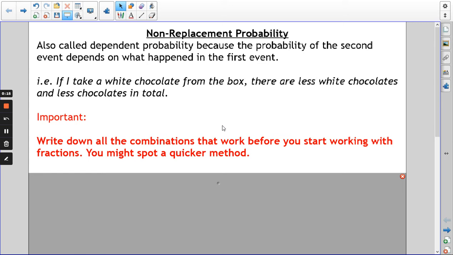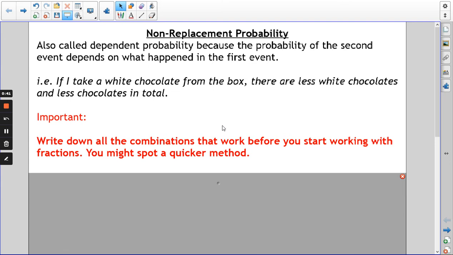The biggest thing to remember on this is that the fractions will change throughout the question, because what you do on the first event affects what happens on the second event. Some people call it dependent probability. In my example, if I take a white chocolate from a box, two things are going to happen. There are going to be fewer white chocolates in the box, but the total number of chocolates is going to decrease as well.